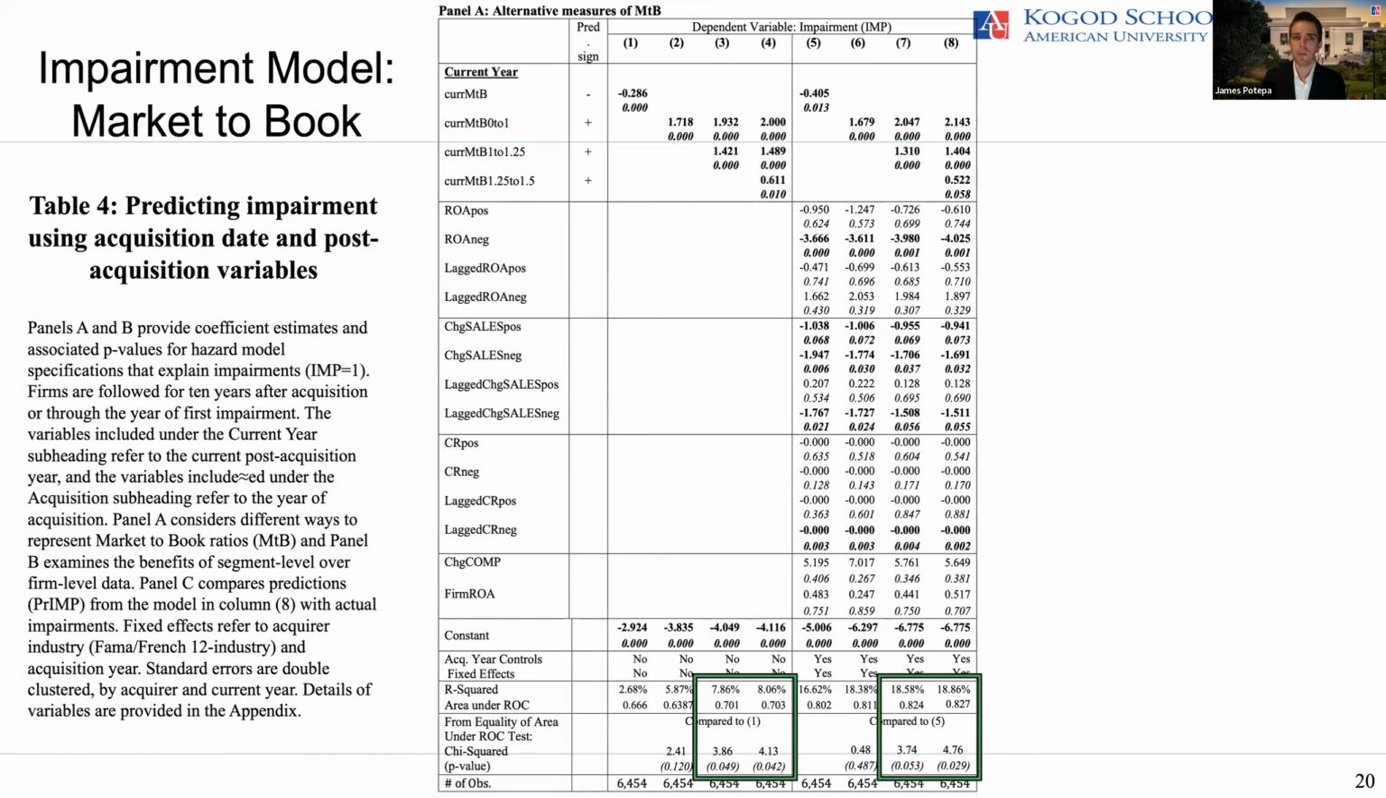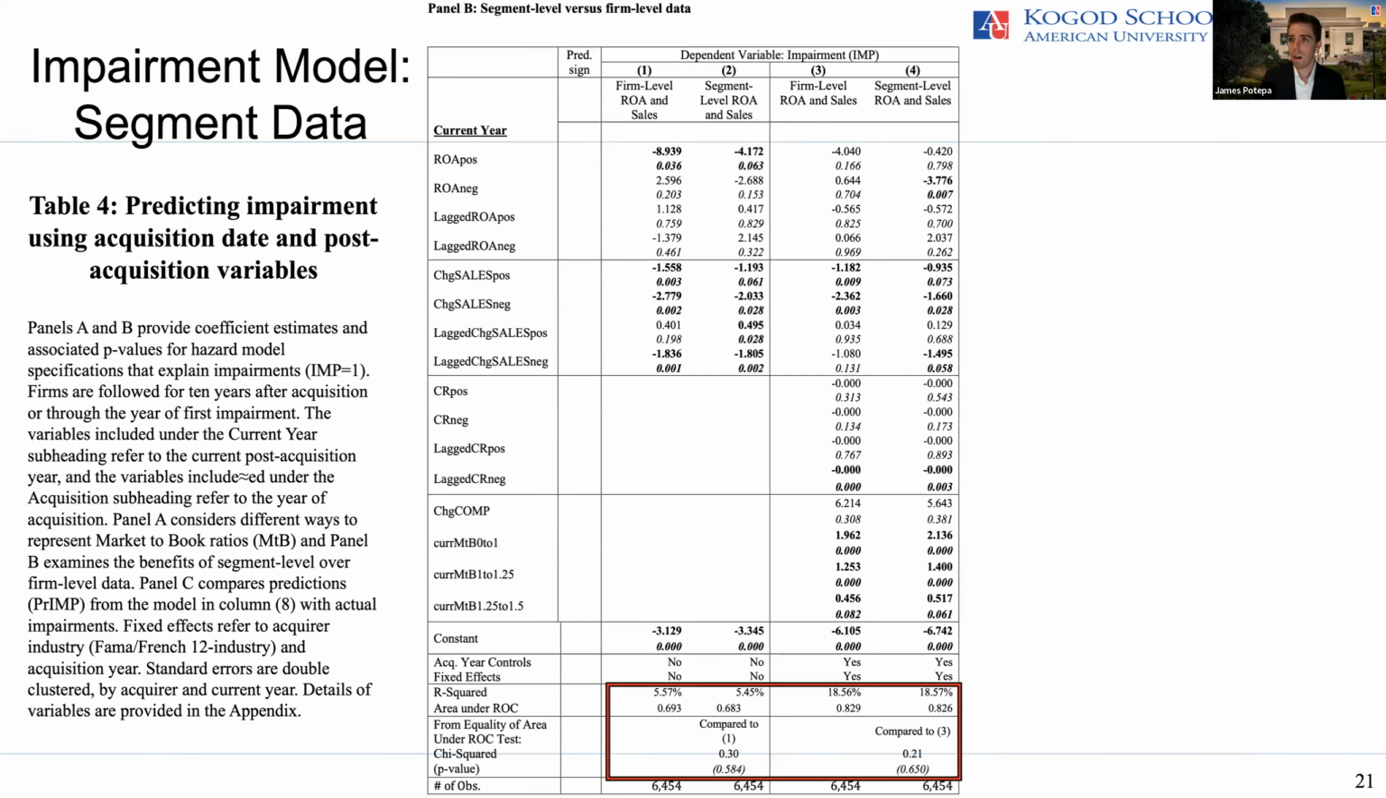The other thing to note is we don't really see much of a difference between using a continuous variable for market to book versus an indicator for between 0 and 1. Where things really start to improve is when we're including these additional indicators of market to book just above 1. It's not necessarily in any of the tables, but once you get past 1.5, we're not seeing really any improvement going forward.